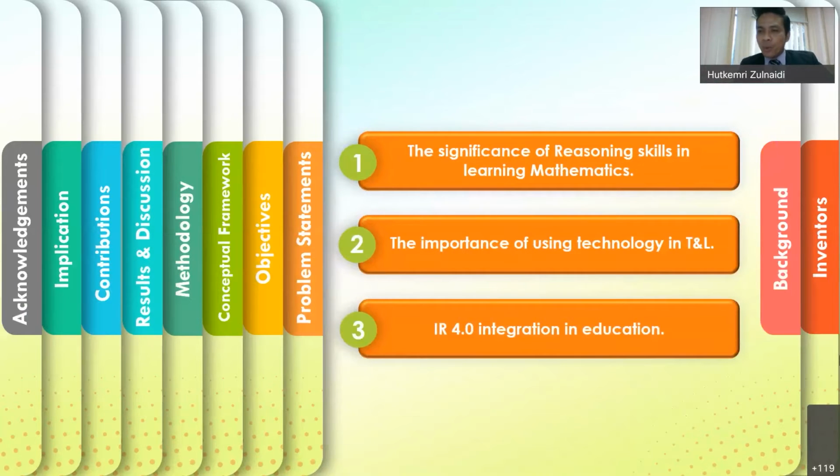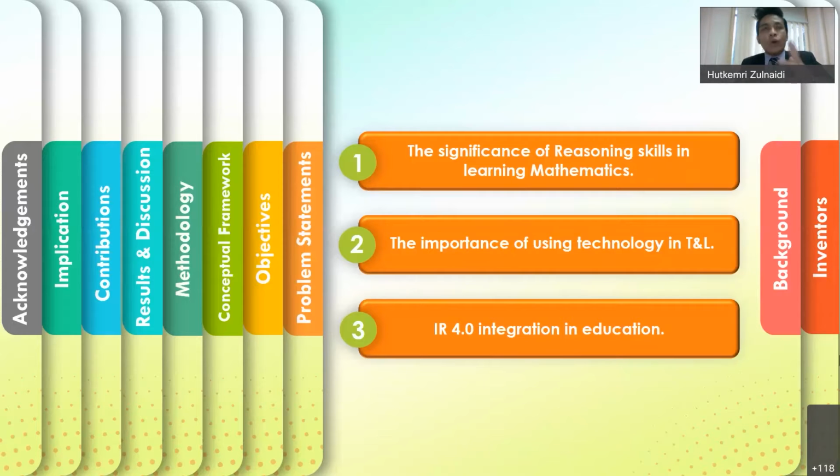First, we are looking at the significance of reasoning skills in learning mathematics. All of us on the team are from a mathematics background. Sometimes we found a problem with reasoning skills in mathematics. We found that among pre-university students, the student cannot justify or give reasons for their answers, and cannot relate the topics to their real life. That's the problem they face. So we think this is about reasoning skills.